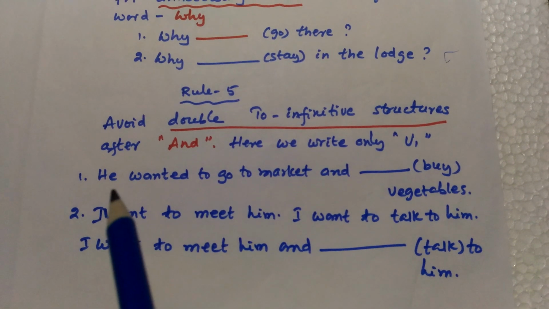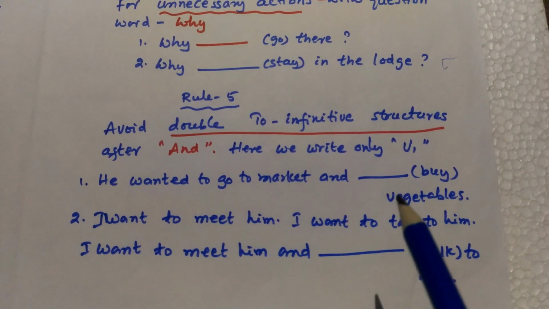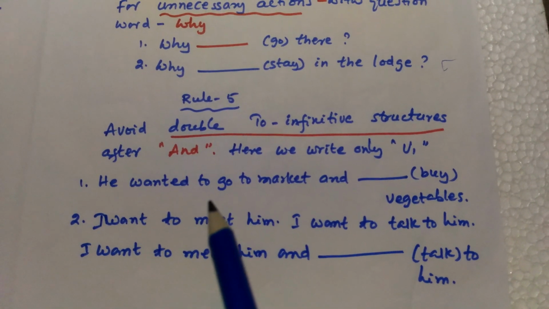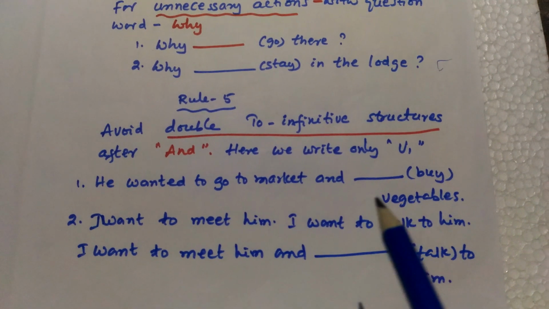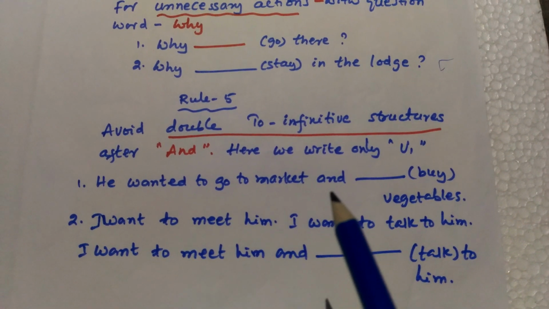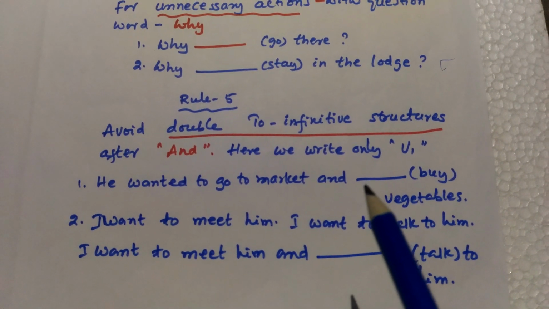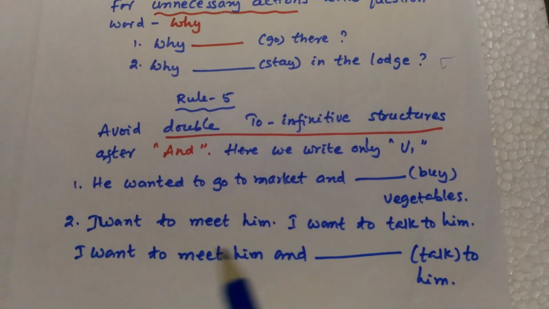Look at these sentences. He wanted to go to market, and actually the answer should be written like this, to buy vegetables. But here already one to infinitive structure is there, and another to infinitive structure is joined together by and. So here to is avoided. Only we write buy, that is base form of the verb.